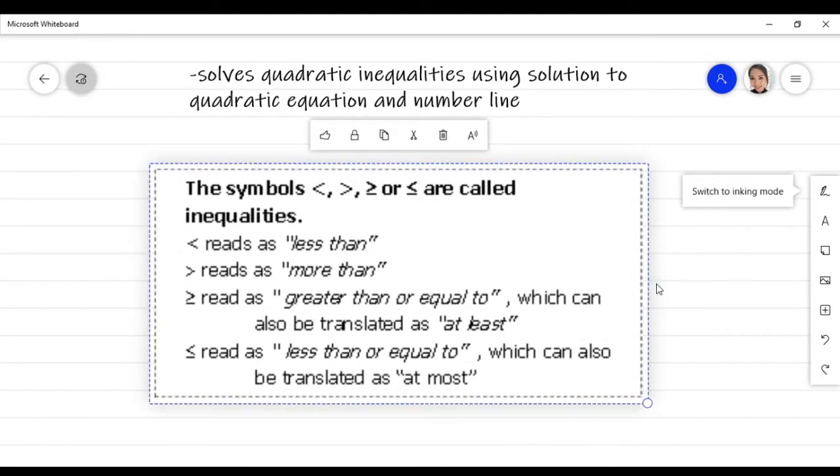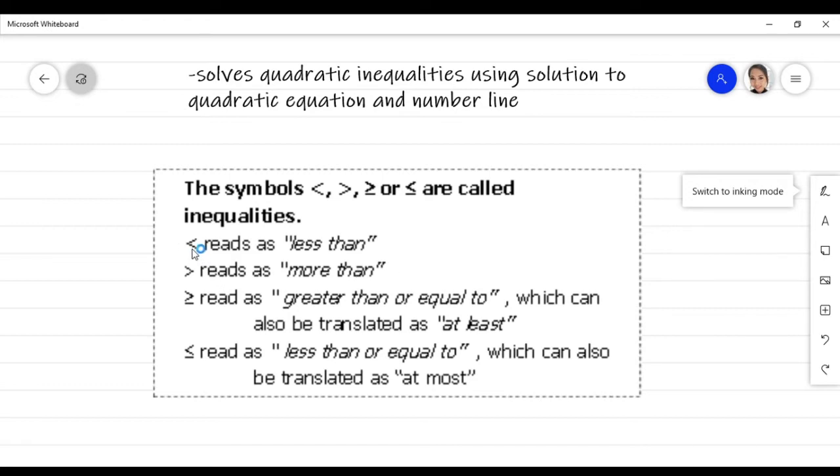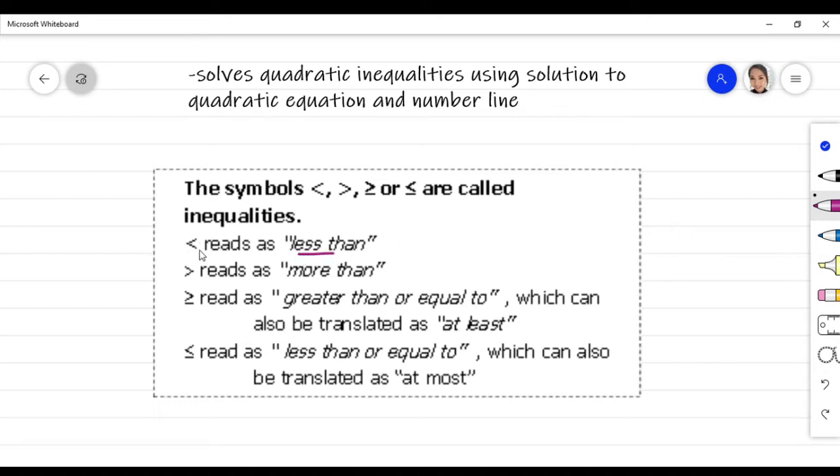So we have here the symbol less than, that is facing to the left. Remember the symbol for less than faces to the left, while the symbol for more than faces to the right. You can remember it as more than going to the right because it goes to the positive value, while less than is going to the left because it goes to lesser and lesser values, smaller and smaller values, which is pointing to the left.